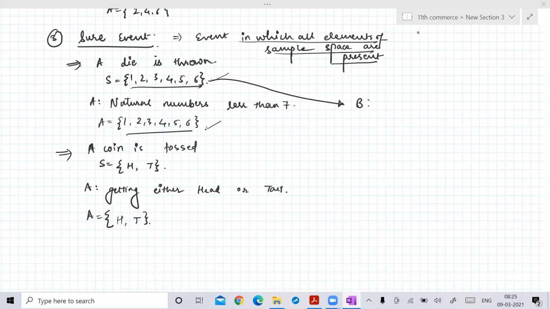What is the sure event? Natural number. Yes, natural number less than or equal to 6. Yes, all right. Natural number less than or equal to 6. What else? You can say positive integer less than 7. Positive integer less than 7.